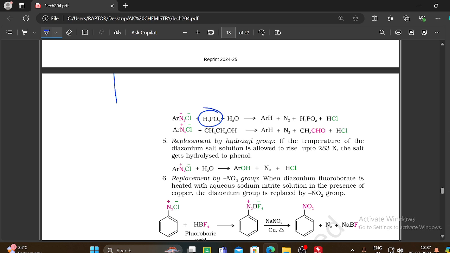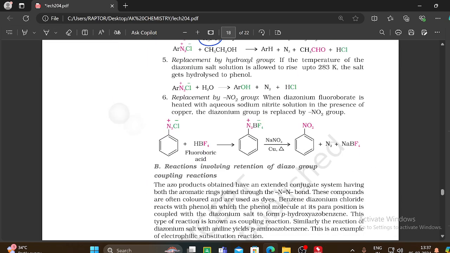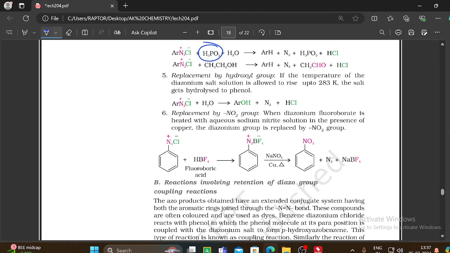Reducing agent. Sorry. This chapter, only left hand side top. This equation, HBF4, same chapter. KI only is given in that chapter. These three reactions are very, very important for conversions and word problems.